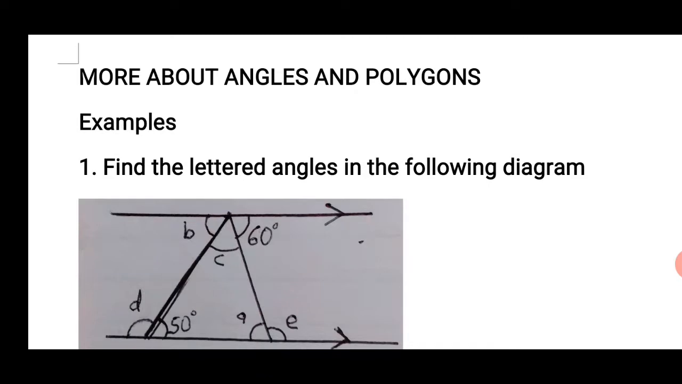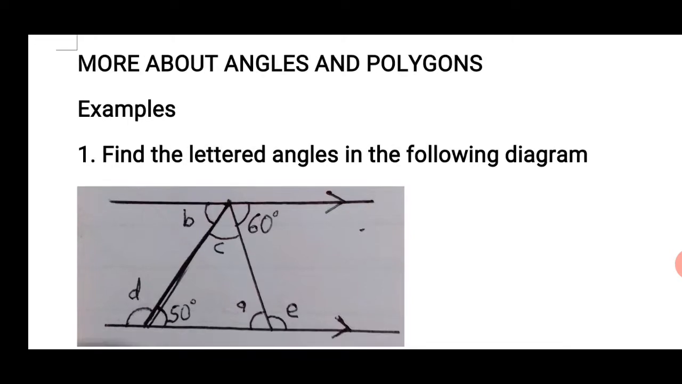Today we are going to have more discussions about angles and polygons. We've talked about different properties of angles. So we are going to have a combination of the properties of angles when we have parallel lines and we have transversals crossing the parallel lines. Let's look at the following examples.